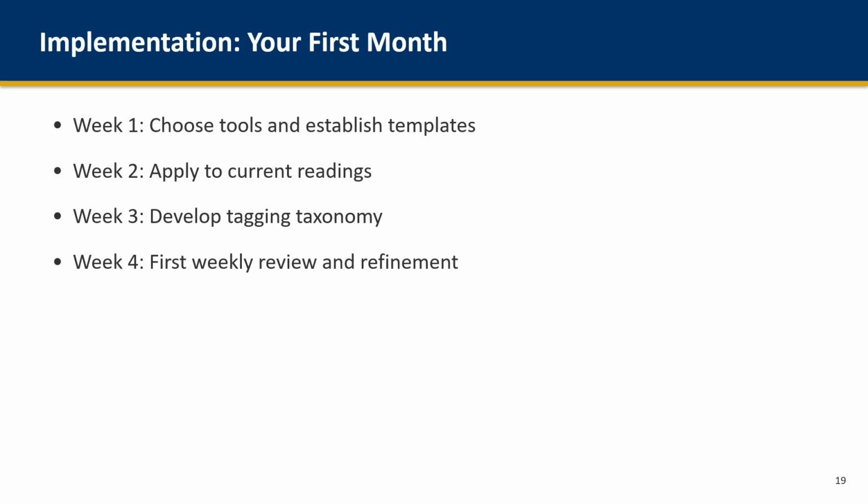Let me offer a practical implementation plan for your first month of building a new note-taking system. This gradual approach helps you develop sustainable habits without becoming overwhelmed. In week 1, make your fundamental tool and method choices. Based on what we have discussed, select your primary note-taking tool and decide on your core methodology. Create basic templates for different note types like reading notes, lecture notes, and permanent notes. Set up your folder structure or linking conventions. Do not try to do everything at once, just establish the foundation.